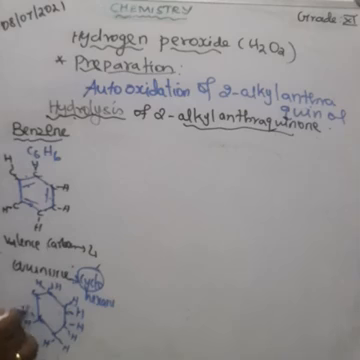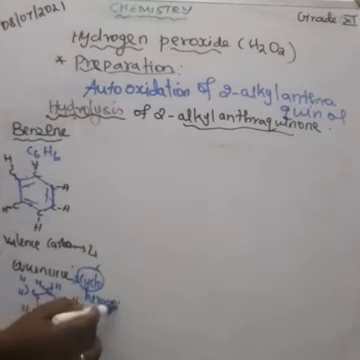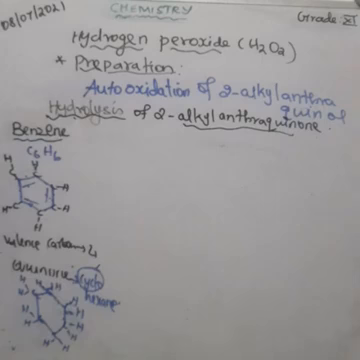Now each carbon atom gets 4 valency. This carbon 1, 2, 3, 4. This carbon 1, 2, 3, 4. This carbon 1, 2, 3, 4. So all the carbon atoms get 4 valency. What is the name of this compound? Cyclohexane.